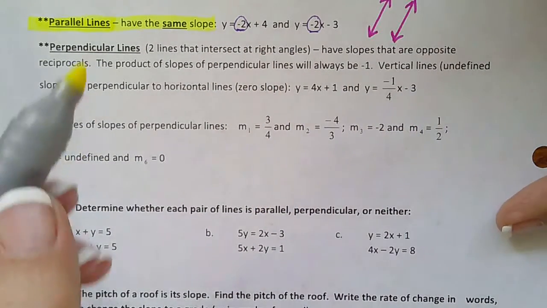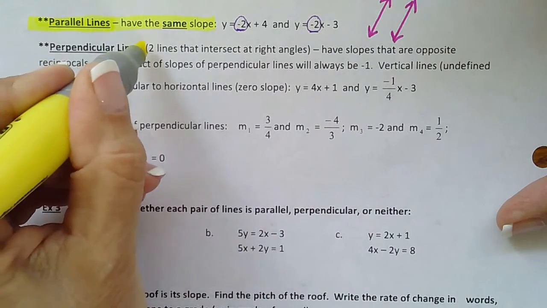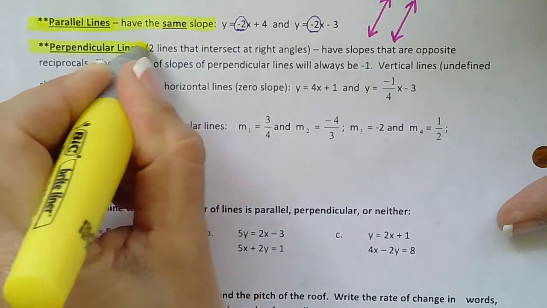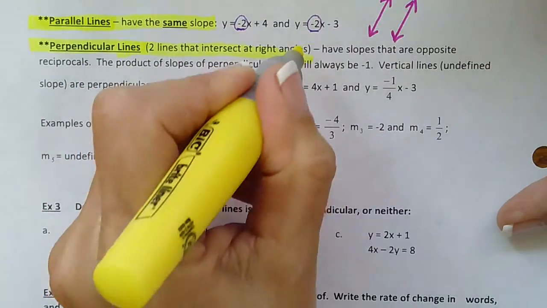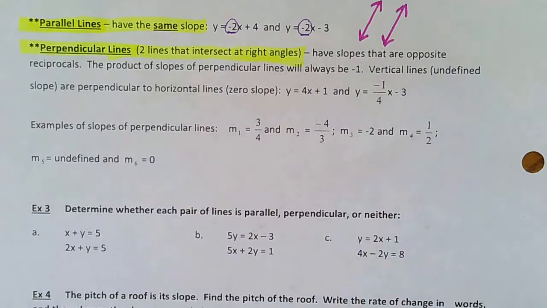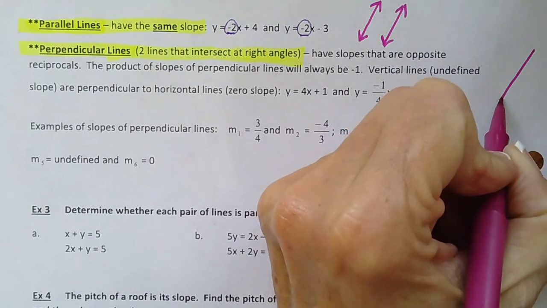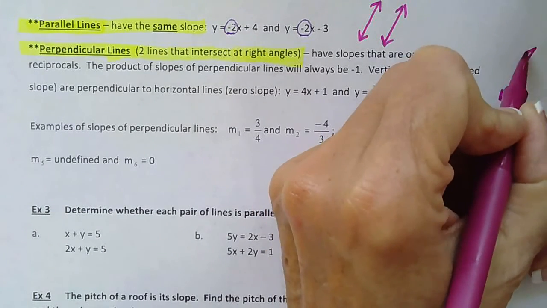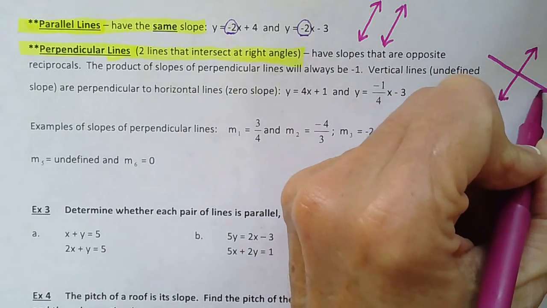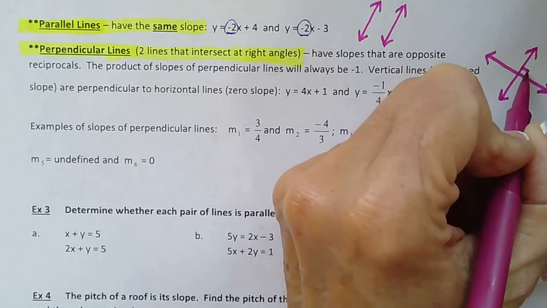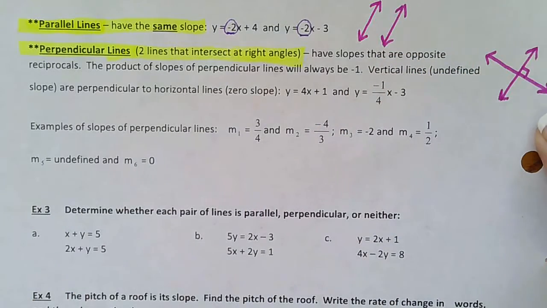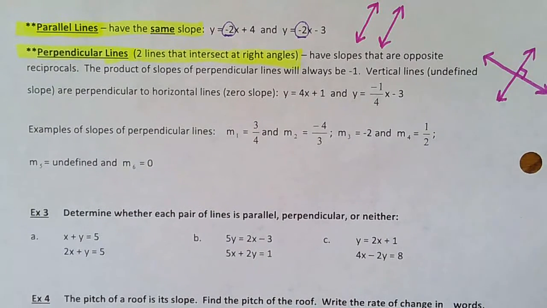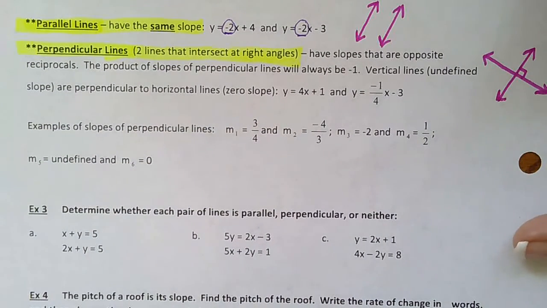Perpendicular lines are a whole different ball game. Perpendicular lines cross at right angles. We have perpendicular lines all over the place in our house: where our ceiling meets our wall, where two walls meet, where the outside of the house meets the ground. Those are all considered perpendicular lines. And if you want to draw a little image here just to remind you, they are two lines that intersect at right angles. And that little box is how we designate right angles.